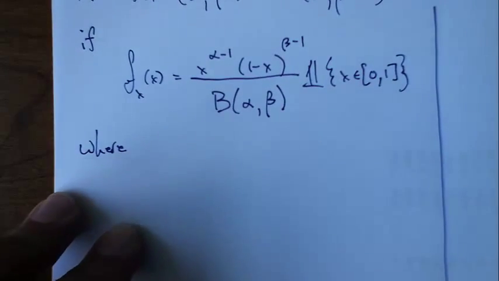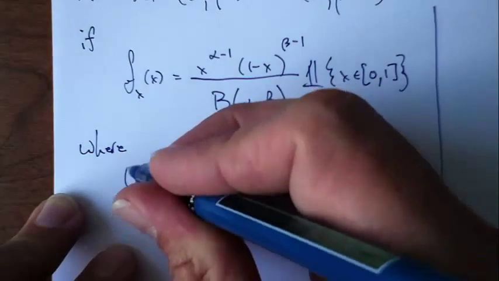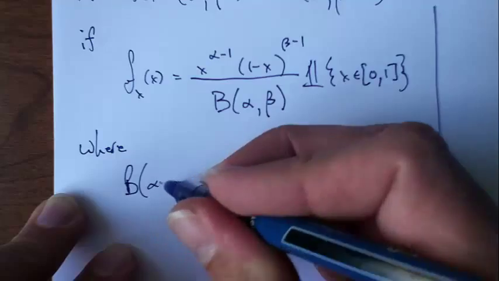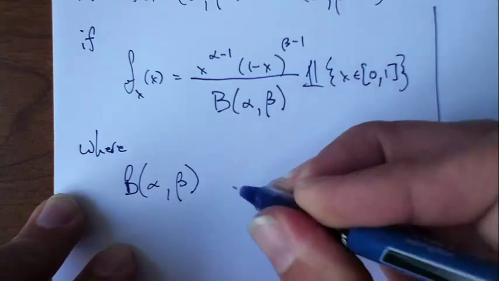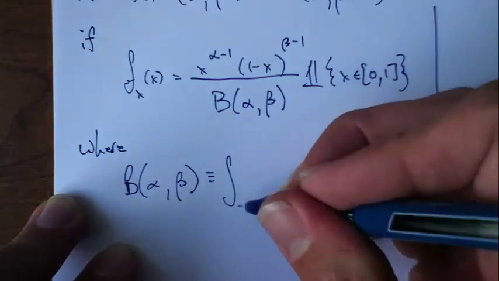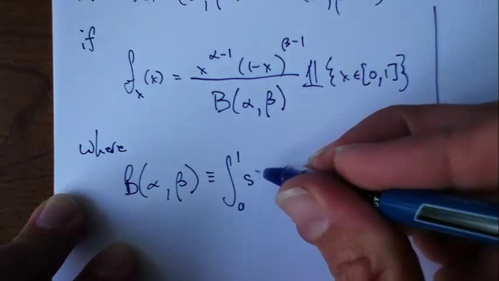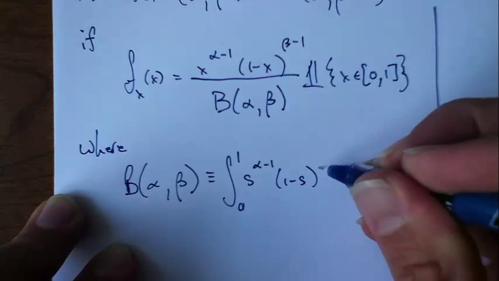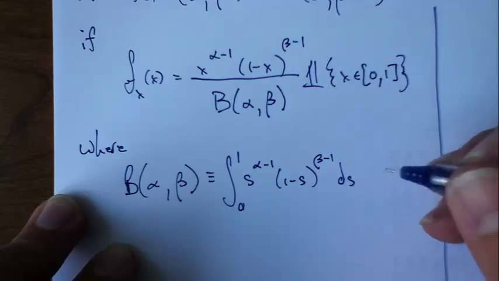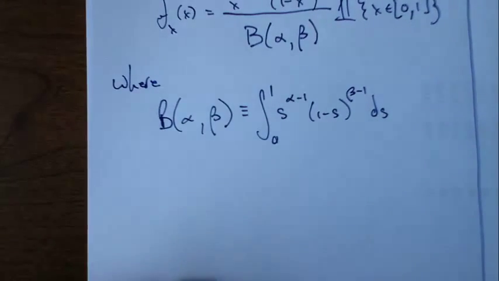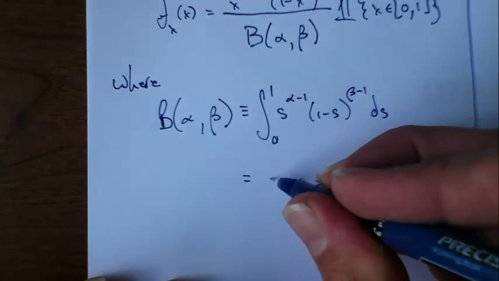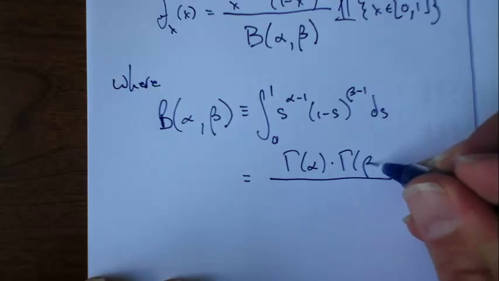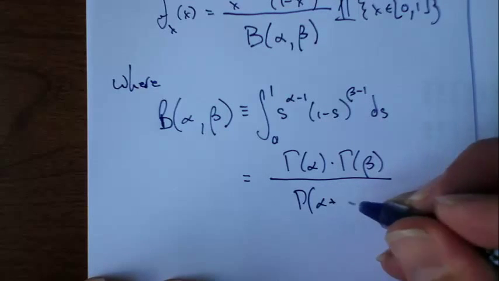Stuff in the denominator is a very important function. It's called the beta function, and we'll actually write it as b as a function of alpha and beta, like that. And this guy is defined to be the integral from 0 to 1 of s raised to the alpha minus 1 times quantity 1 minus s raised to the beta minus 1 ds. And in fact, it's possible to show that all this is equal to, guess what, gamma of alpha times gamma of beta all over gamma of alpha plus beta.